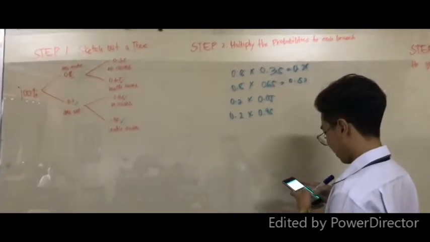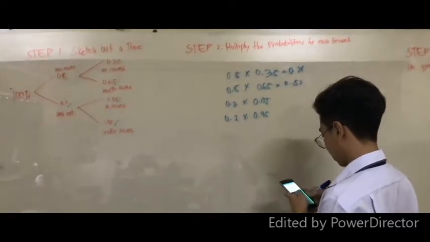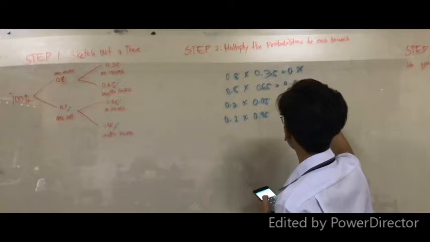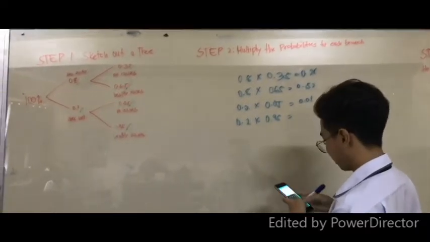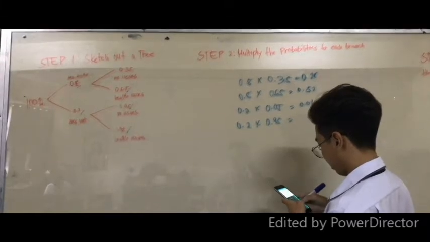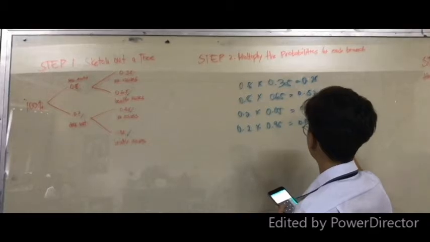0.2 by 0.05, you will get 0.01. And lastly, 0.2 times 0.95, you will get 0.19 respectively.